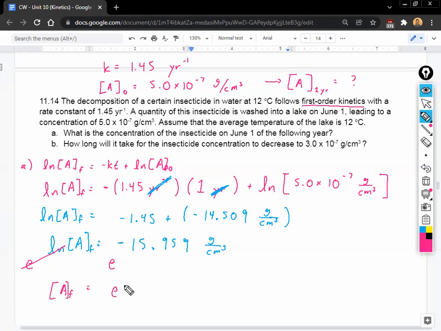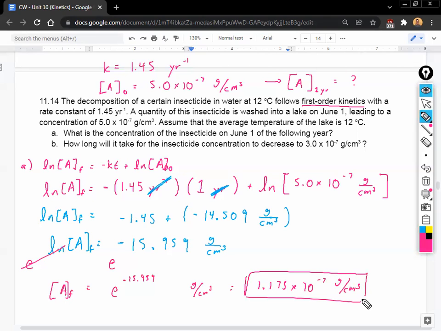On the right side, we'll have e to the power of negative 15.959. Sorry, I shouldn't be putting grams per centimeter cubed there; it's going to be grams per centimeter cubed at the end. So if you punch e to the power of negative 15.959 into your calculator, that's going to give you a final answer of 1.173 times 10 to the negative 7 grams per centimeter cubed.